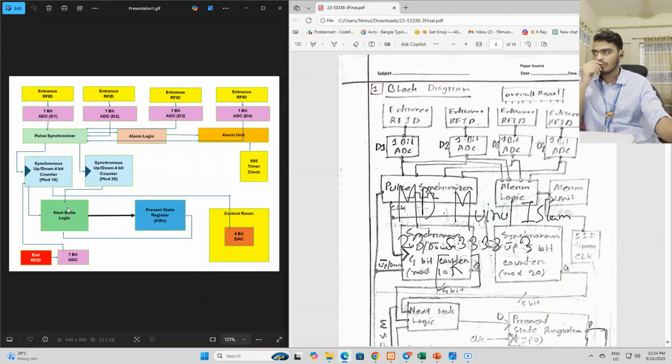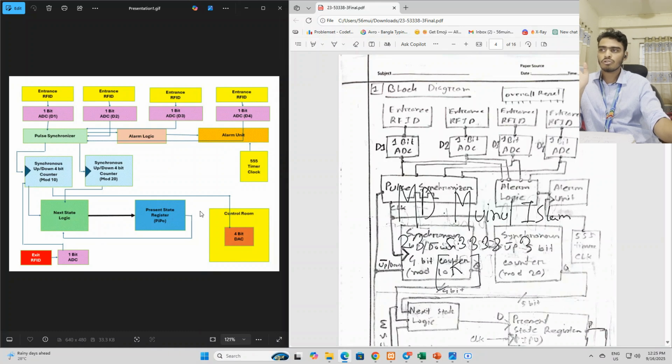This is called the next state block. Basically, here comes our FSM. These are finite state machines, and the next state logic is computed based on the present state of the register and the outputs of these counters. We'll explain the FSM later more broadly. This is our FSM module.